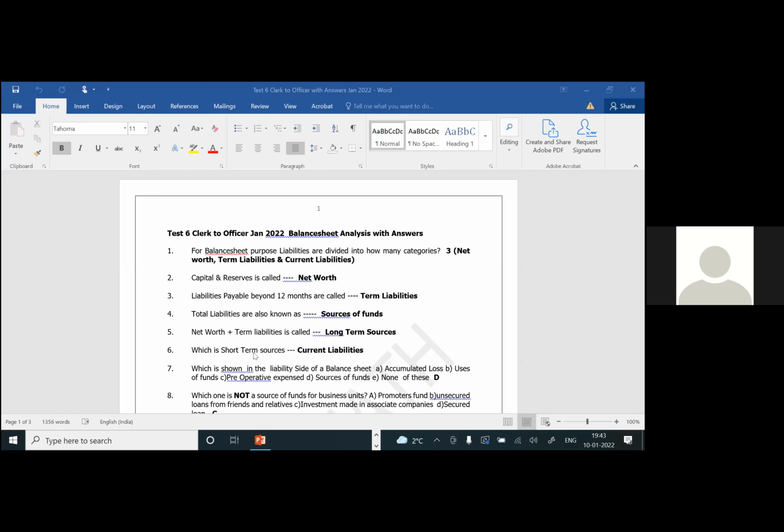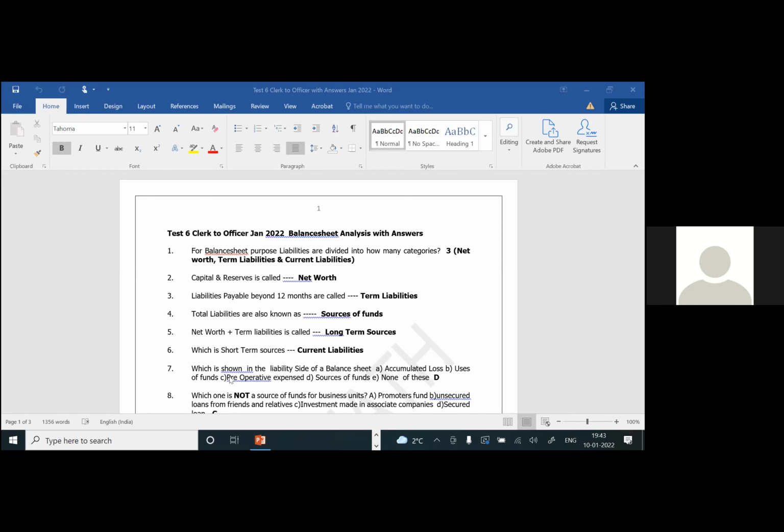You have the balance sheet. Balance sheet items are classified into liabilities and assets. Under liabilities, you have net worth, term liability, and current liability. The total of all 3 is called total sources of funds. The first 2, net worth and term liability, are called long-term sources, and current liability is called the short-term source. Very clear, no confusion, no ambiguity. You can put questions to me on WhatsApp, I will answer.